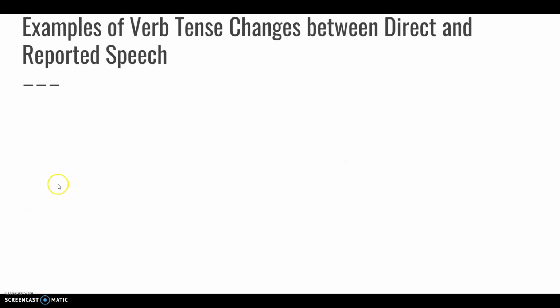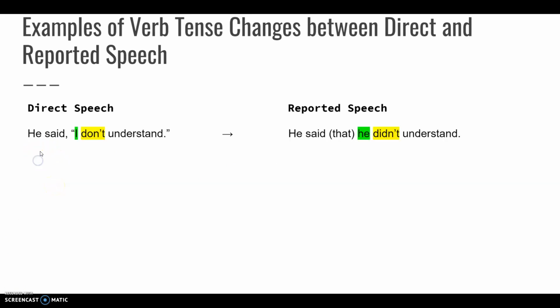So here's a couple of examples of the verb tense changes between direct and reported speech. So in direct speech, we have, he said, "I don't understand." So we can see the verb tense is simple present. When we report it, that changes to, he said that he didn't understand. So you see that the verb tense changed to simple past.